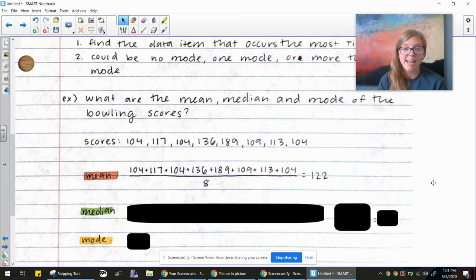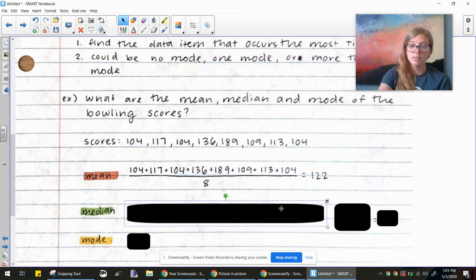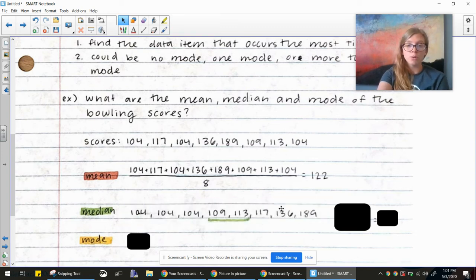Next, we're going to look at the median. The median is the middle value. So we're going to start by putting our scores in order from lowest to greatest. So 104, 104, 104, 109, 113, 117, 136, and 189. Now I'm going to count from both ends until I find my middle value. So 104 and 189, 104 and 136, 104 and 117. My middle value is somewhere between 109 and 113.